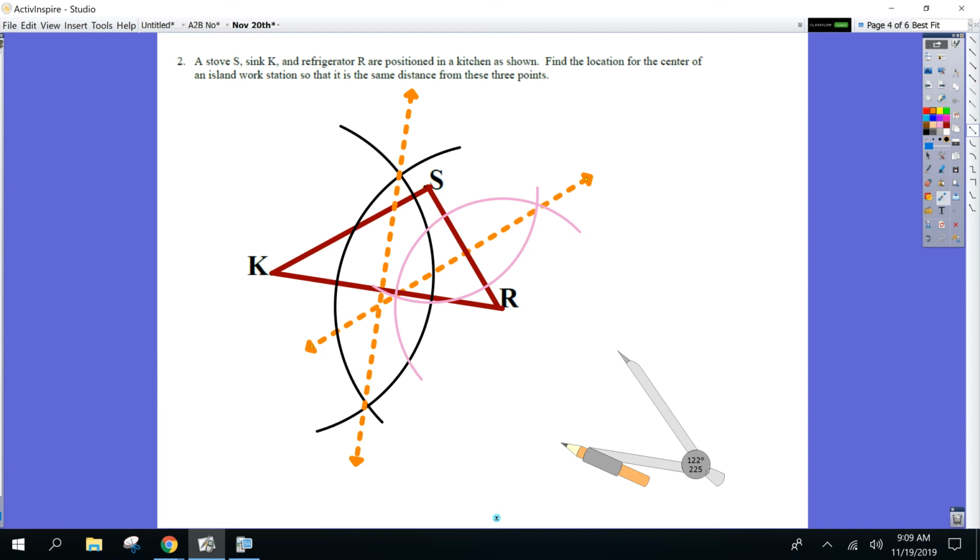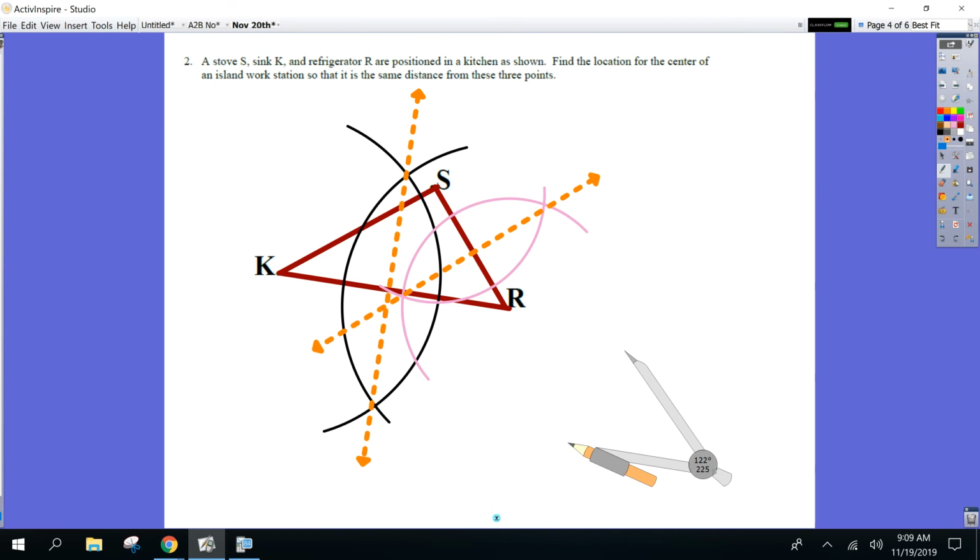All right, but if you're confident in your construction abilities, how's mine look? Around the same spot as yours? Because I don't use a straight edge here, but it looks like our island's going to go right there. That point is equidistant away from the 3 appliances. And also remember, that's where I could put my compass point and draw a circle around it. All right.